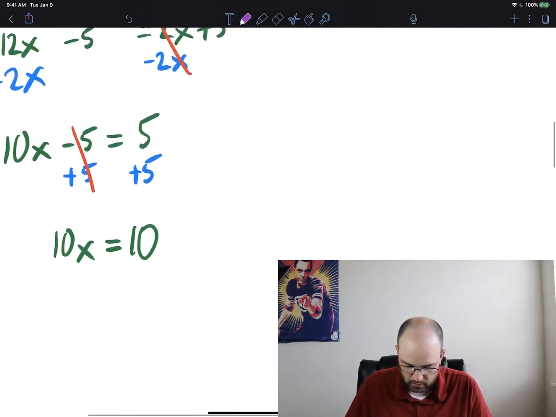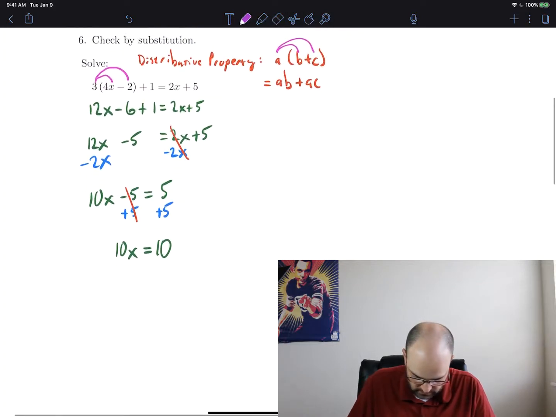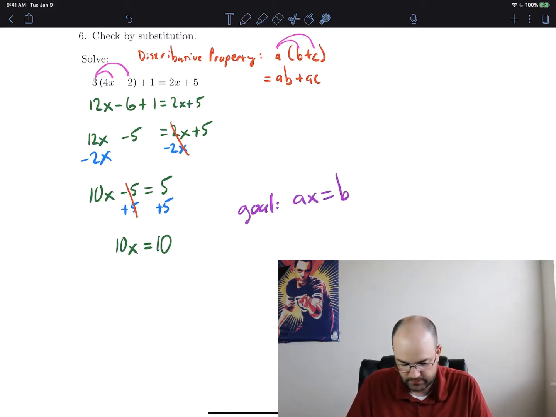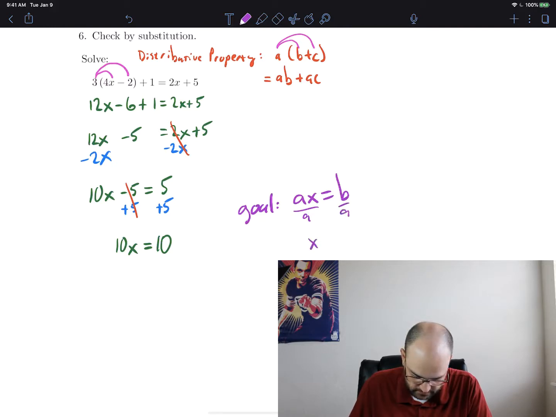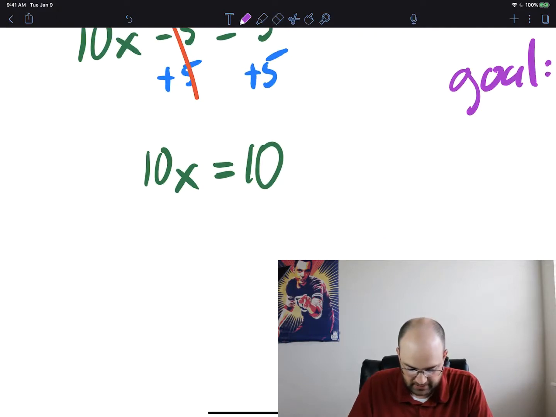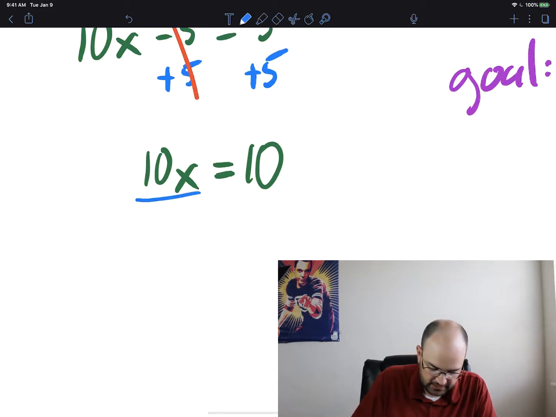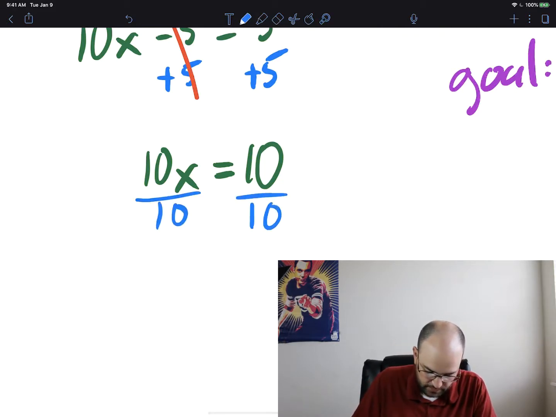Our goal is always something like this: ax equals b. To get the x by itself, I need to divide by whatever's in front of x. And so here, we're going to do the same thing, but what number is in front of x? The number in front of x is 10. So what we're going to do is divide both sides by 10.